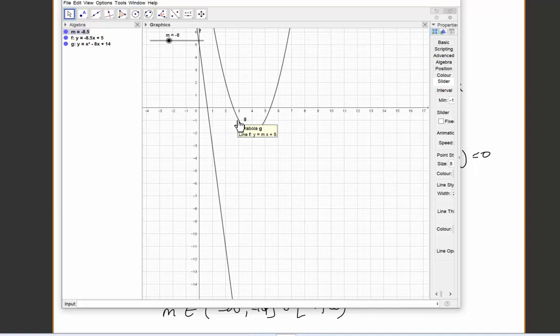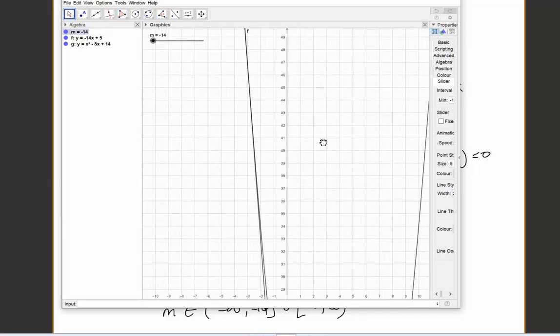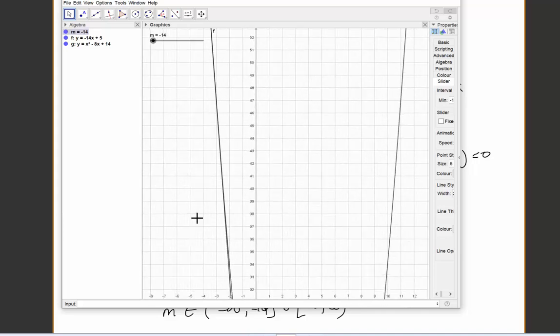Let's go to -14. Although we can't see it, it happens somewhere up there. There it is. It looks like a massive intersection, believe me, but it swings in really close, and somewhere along here is going to be the actual intersection.